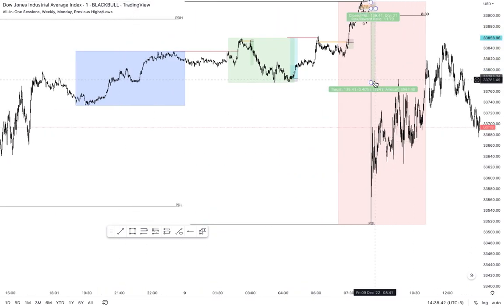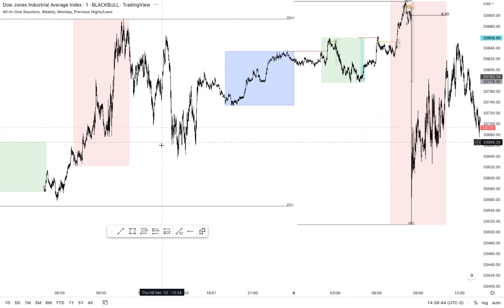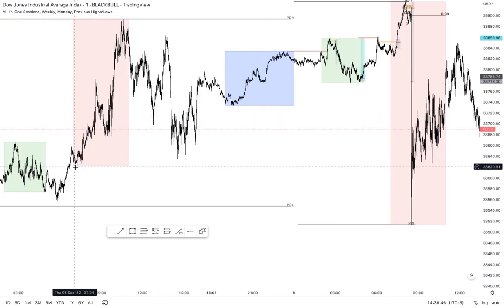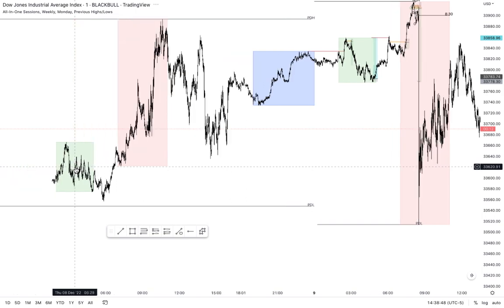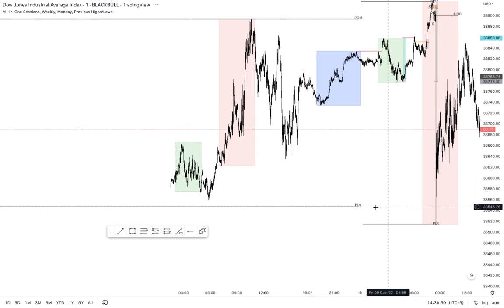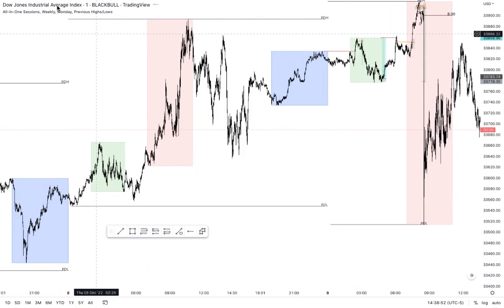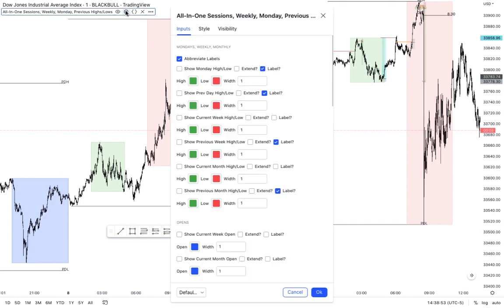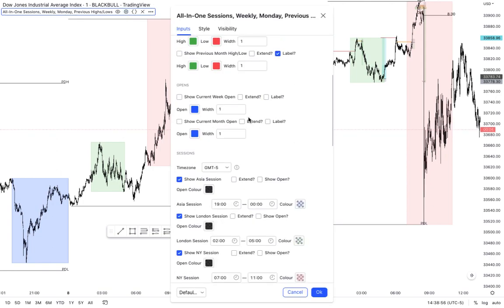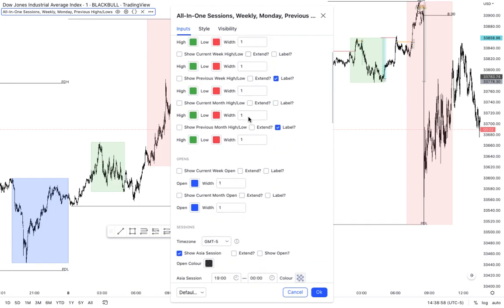Now after all of these moves, we cleared the previous day's New York session lows. We cleared the previous day's lows as well, right? So this is the indicator. I will share it once again. You can take screenshots and see.